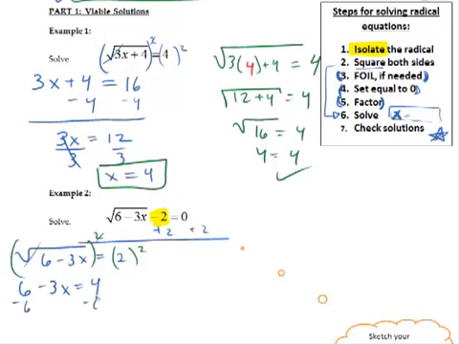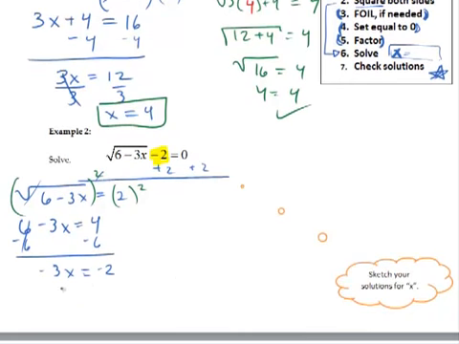So minus 6, negative 3x equals negative 2. Need to divide by a negative 3. So we get x equals 2/3. Remember, a negative divided by a negative is a positive. Now we need to check our answer here.